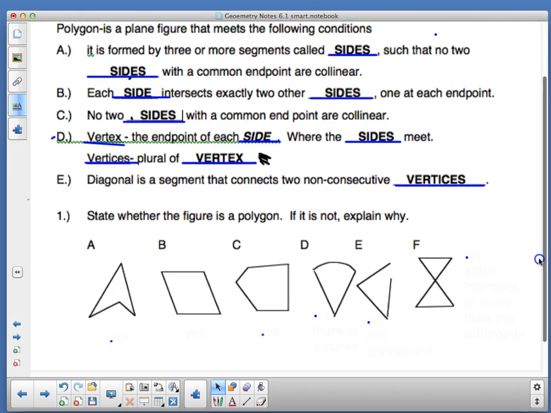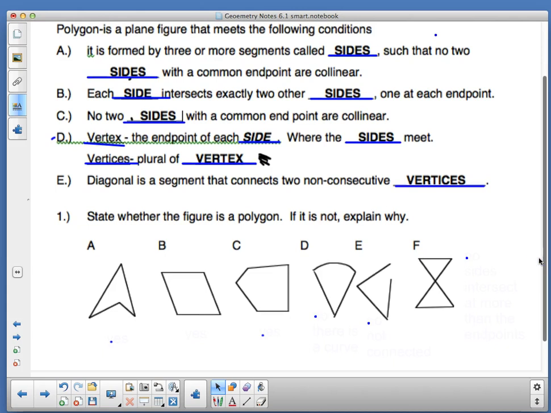Now keep in mind, a polygon is a plane figure that meets the following conditions. It's formed by 3 or more segments called sides, such that no 2 sides with a common endpoint are collinear. Okay, that means you can't break a side up into multiple pieces and say, well, that's like 1,200 sides. As long as it's a straight segment, that's one side. Each side intersects exactly 2 other sides, one at each endpoint. No 2 sides with a common endpoint are collinear.